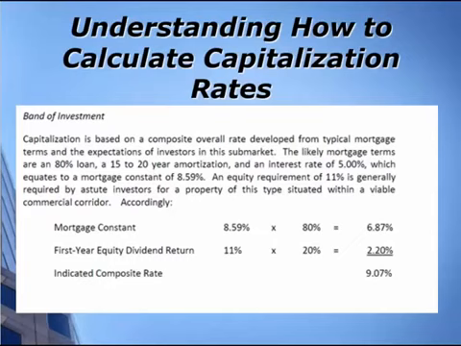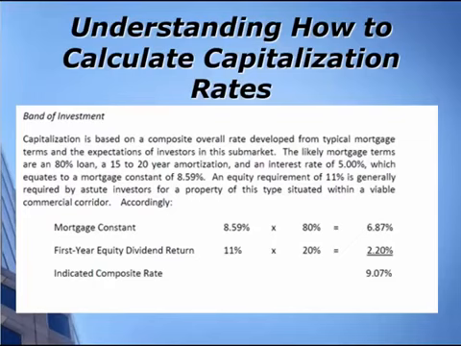The likely mortgage terms are an 80% loan, a 15 to 20 year amortization. That's a little low. It's very conservative. This definition may involve office buildings as well, which have a shorter amortization. But let's say it's 20 to 25 year amortization, and an interest rate of 5%, which equates to a mortgage constant of 8.59%. Now, what is that mortgage constant?